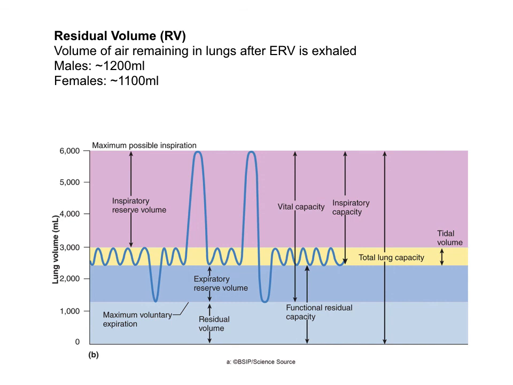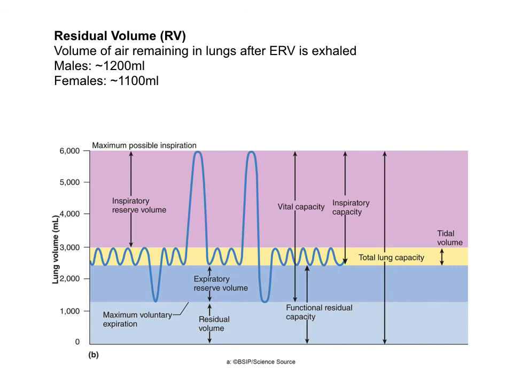Now, male lungs are a little bit larger than female lungs because their thoracic cages are a little bit bigger. So the average healthy male residual volume is about 1,200 milliliters. Females, it's about 1,100 milliliters.